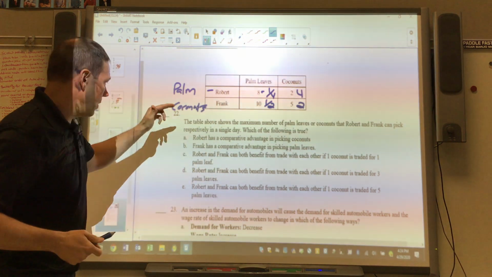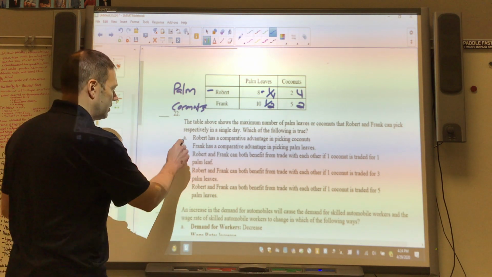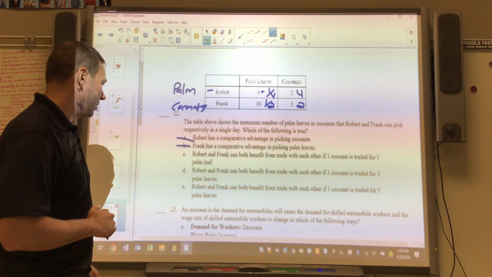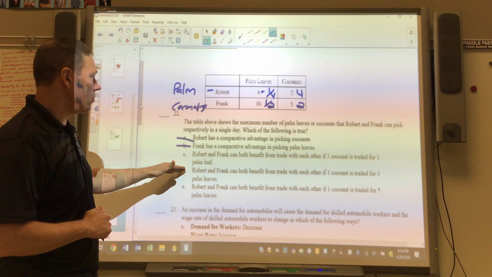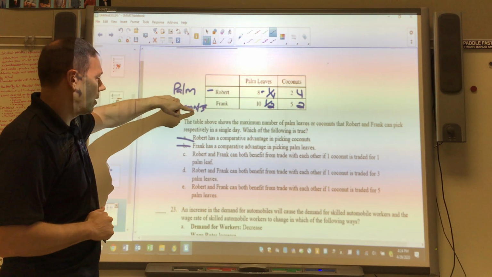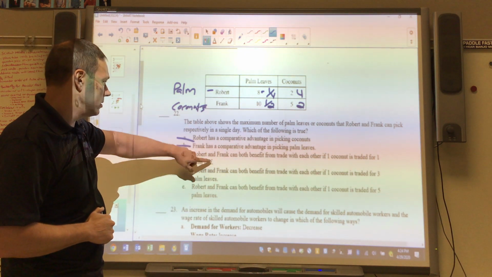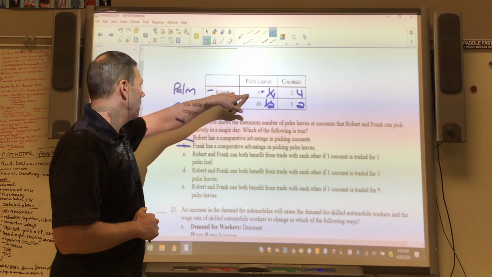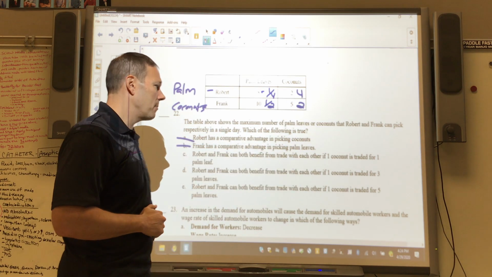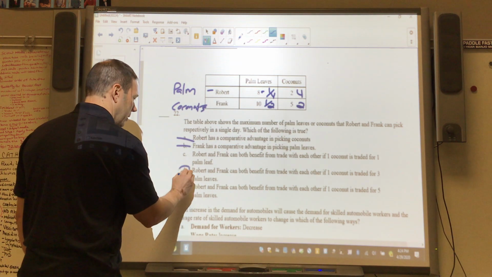Okay, now we know that A and B are not true because it says Robert has the comparative in coconuts. That's not true. He has palm leaves, and it says Frank has palm leaves. That's not true. Now, the situation where they both benefit would be D. Okay, D would be good for both of them because we know that Robert wants to make palm leaves, Frank wants to make coconuts. Well, if Frank gets normally to get a coconut, Robert has to give up 4 palm leaves. Well, if Robert's only being asked to give up 3 palm leaves, that's a good deal for him, and Frank agrees as well. Okay, so that would definitely be that.